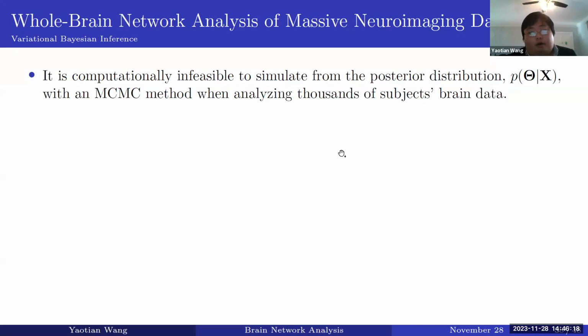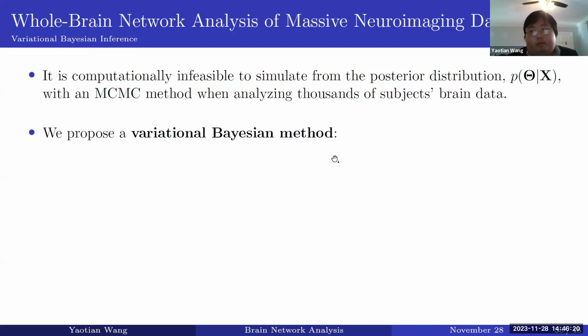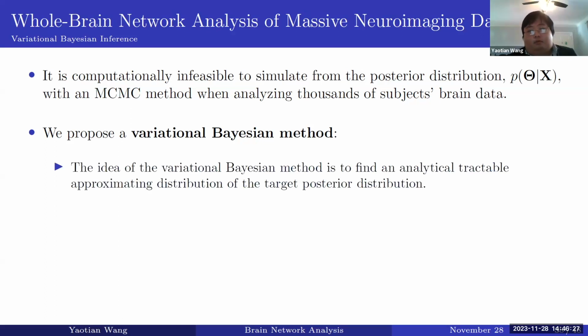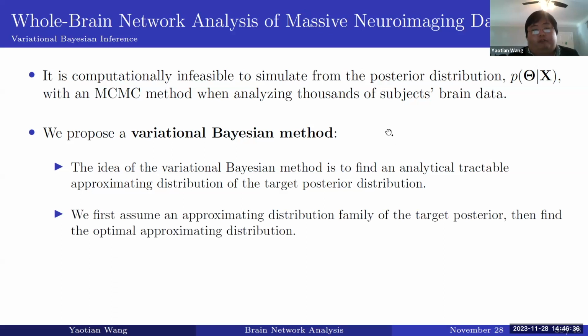So to address this challenge, we propose a variational Bayesian method. Let me briefly explain the idea of the variational Bayesian method. The idea is to find an analytically tractable approximation distribution of the target posterior distribution. We first assume an approximating distribution family of the target posterior, and we then find the optimal approximating distribution by determining the free parameters in this distribution family.